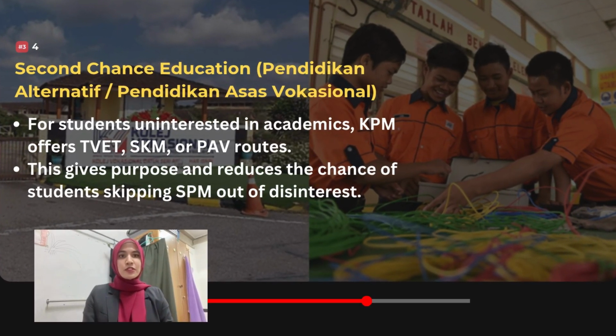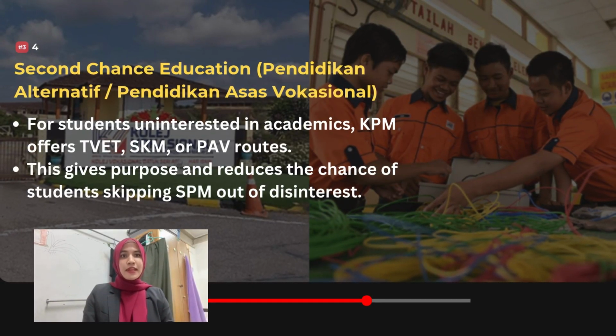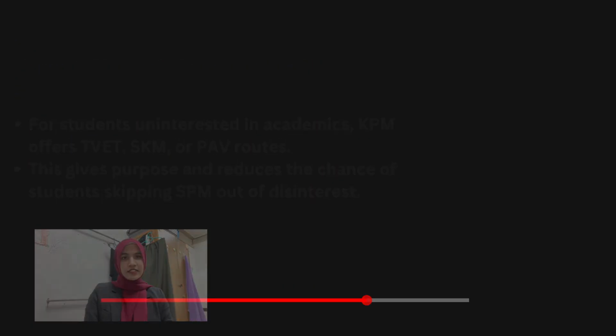Next, we have Second Chance Education. This program is for students who are not really interested in normal academic subjects, so KPM offers other options like TWET, SKM or PAV. These are more practical or skill-based paths. For example, a student who doesn't like to study might enjoy learning how to cook, fix or do electrical work. So these programs give them something to look forward to and help them stay in school. So instead of skipping the SPM exam, these students can follow a different path that suits their interests.